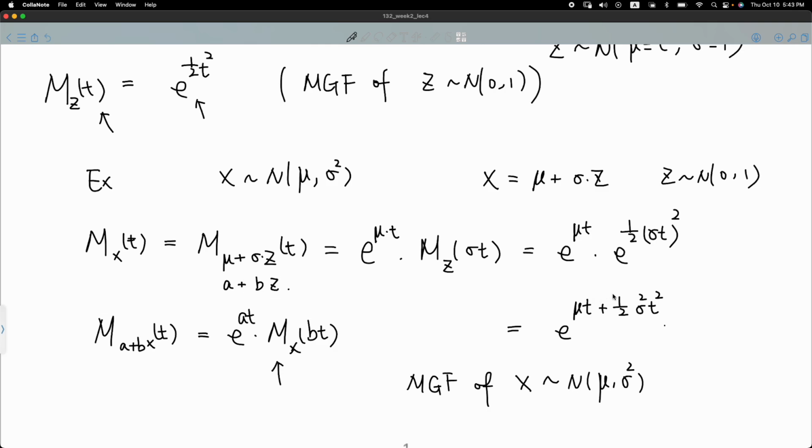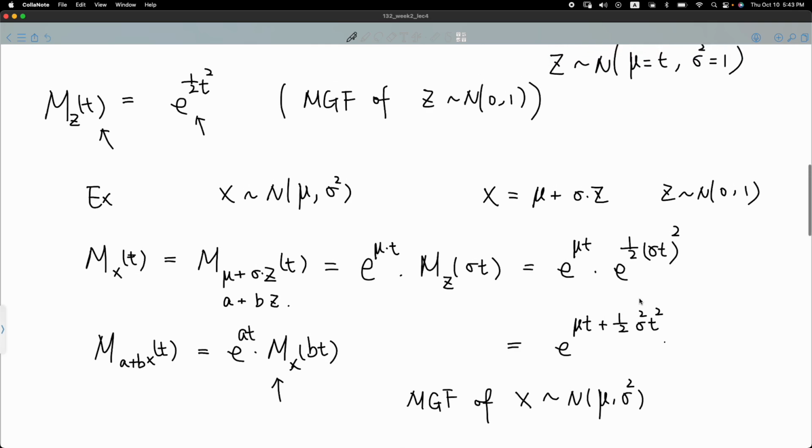So just to mention the differences, this one here is the moment generating function for a standard normal random variable, and this expression here is the moment generating function for a random variable x that follows a general normal distribution. Okay. Any questions or comments?